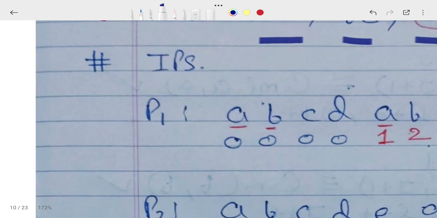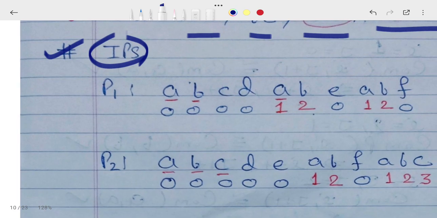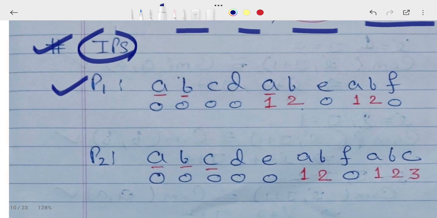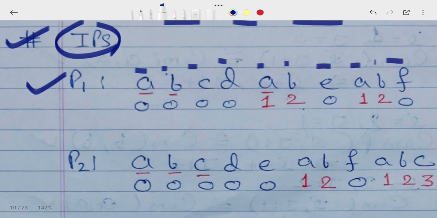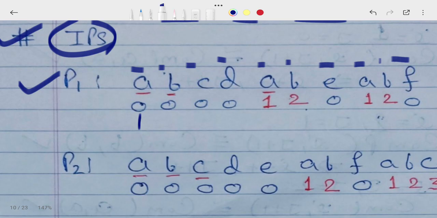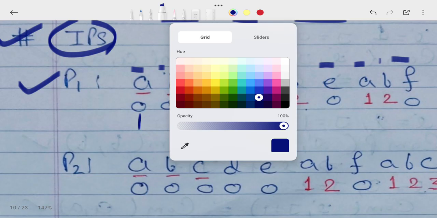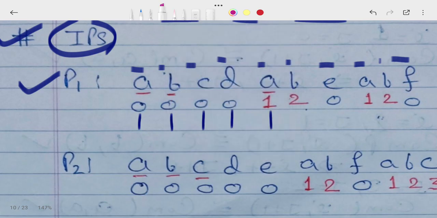Now second, we have to learn this. What is the meaning of this? Now suppose you have a text. Your text is A, B, C, D, A, B, C, D, A, B, E, A, B, F. Now we will start from here. At first I will read A. Is A there? No. Is A there? Yes. A is repeated. Once A is repeated, I will write 1 here.